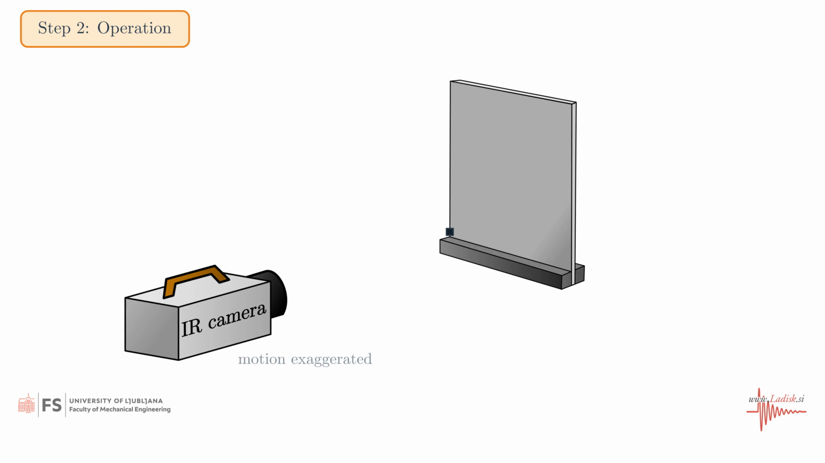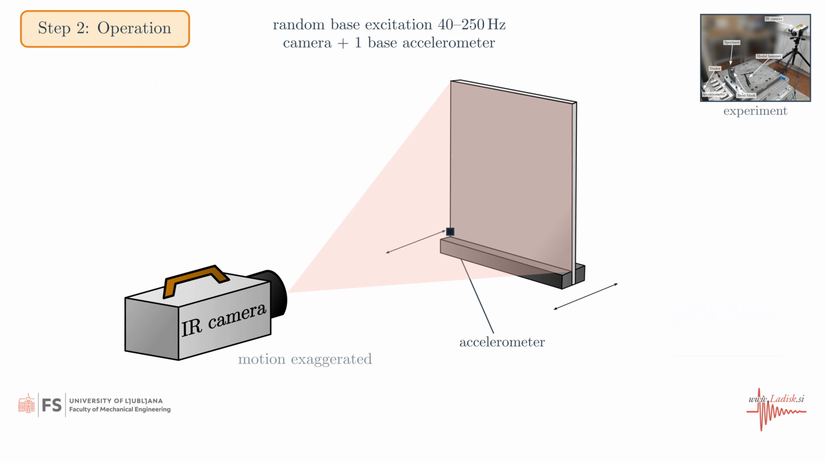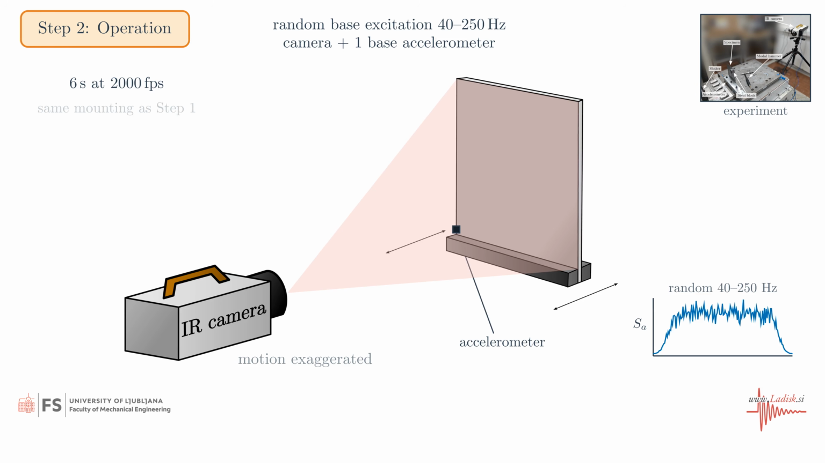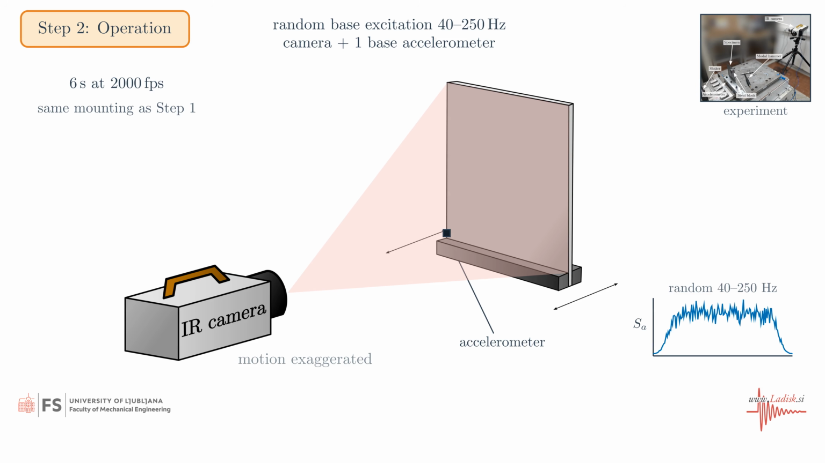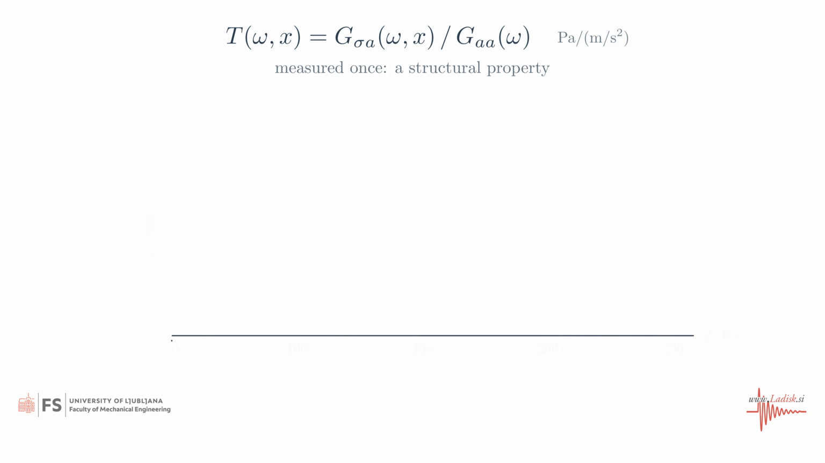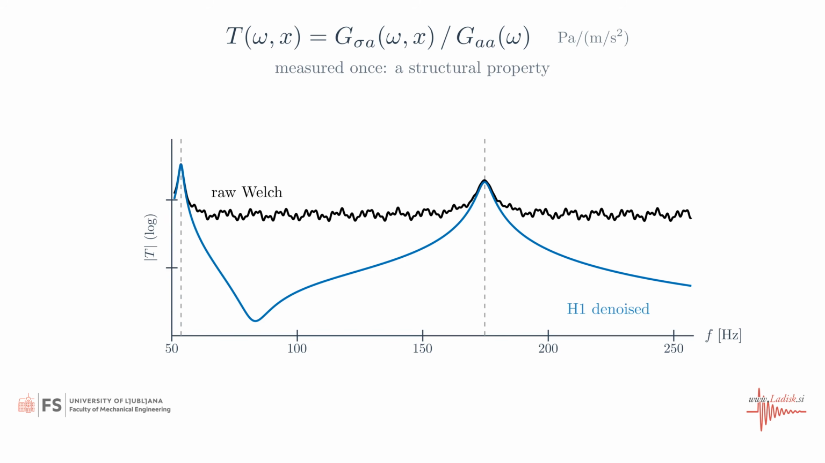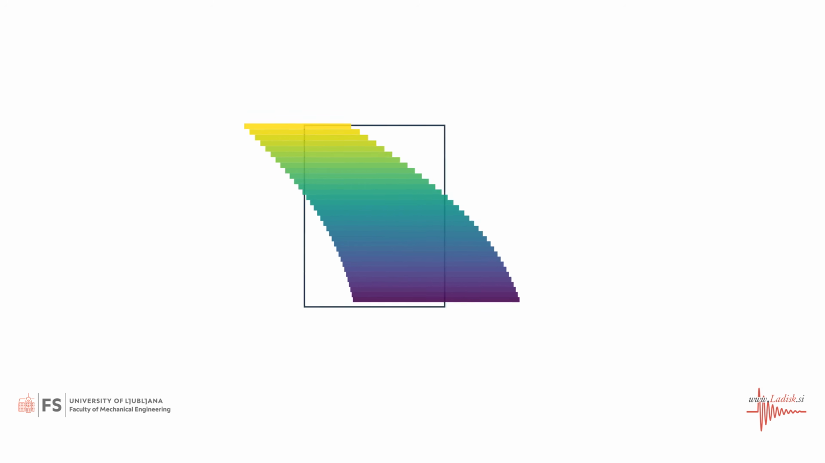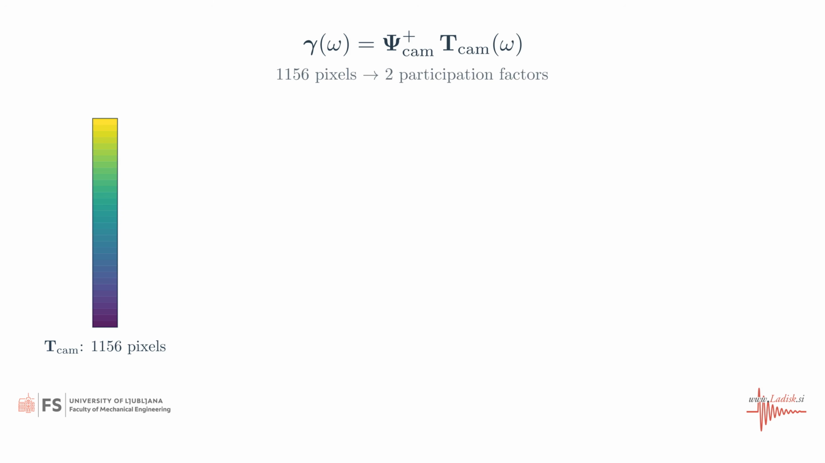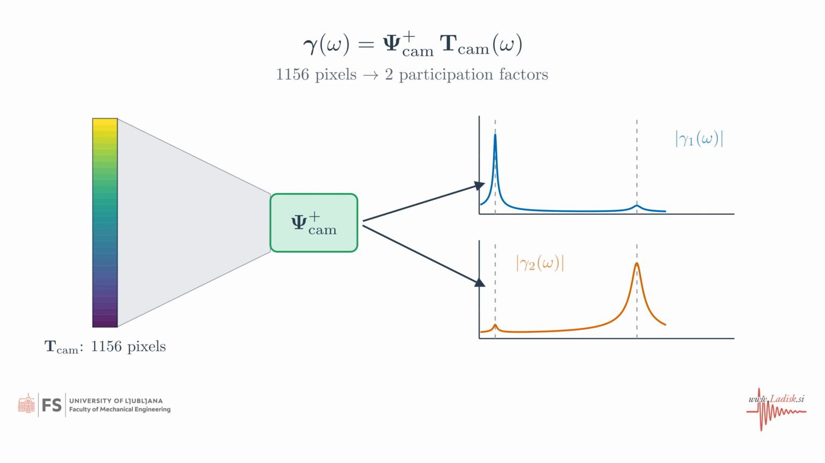Step 2. Broadband random base excitation, while the camera records and one base accelerometer is the reference. At every pixel, the H1 transmissibility to base acceleration rejects the camera noise that is uncorrelated with the shaking. Projected onto the 2 mode shapes, 1,156 pixels collapse into 2 participation factors.